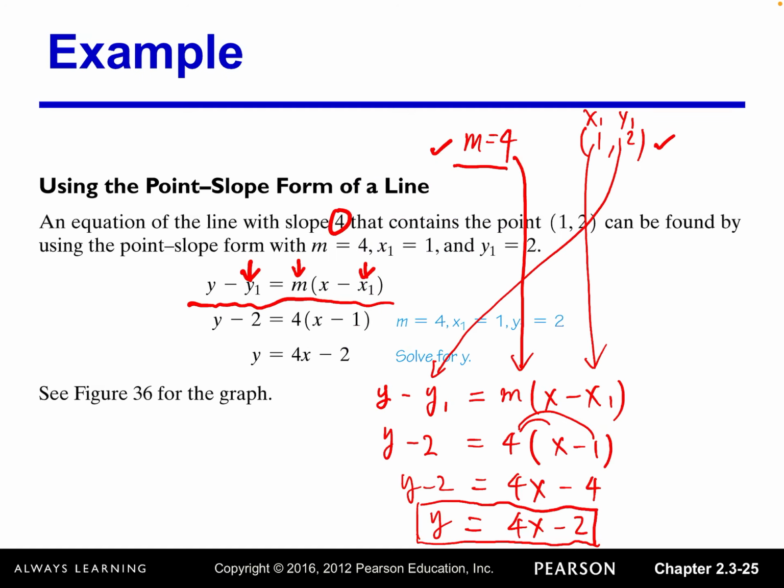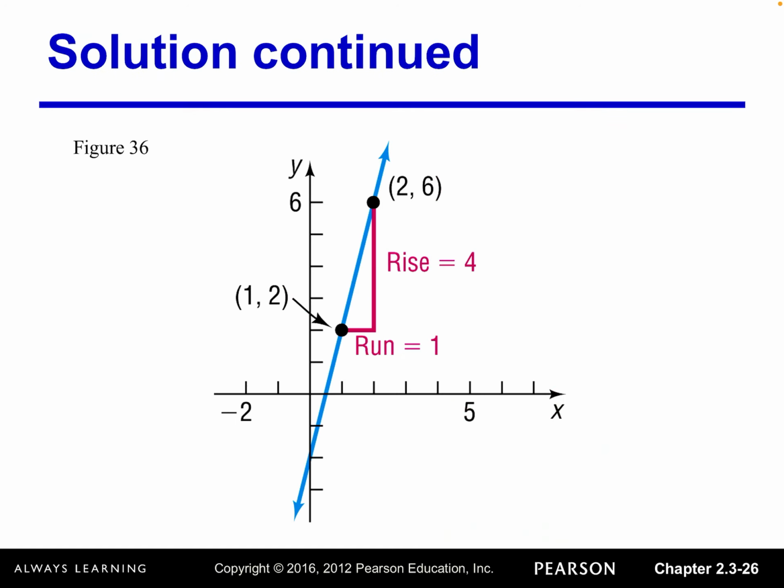So earlier the point is (1, 2), right? We can plot the point (1, 2), from the origin right 1, up 2. And then the slope is 4. So that means every 1 unit run to the right, we go up 4 units. So we can identify another point with coordinates (2, 6). And then we connect the 2 points to form the line.